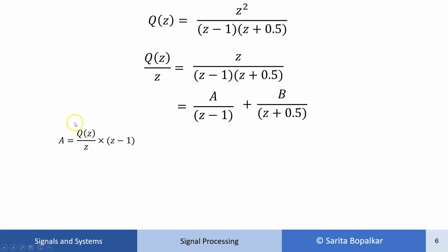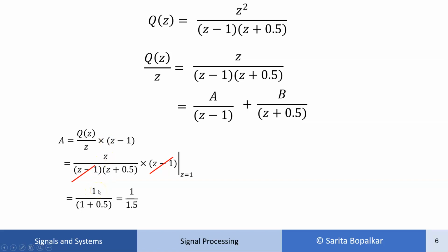A is Q(z) upon z into what is in the denominator, (z minus 1), for z equal to 1. So Q(z) upon z is z upon (z minus 1)(z plus 0.5), into (z minus 1), for z equal to 1. So (z minus 1) and (z minus 1) get cancelled, and z is equal to 1. What you will get? z is equal to 1 here, 1 upon 1.5, and that we can write as 2 by 3.